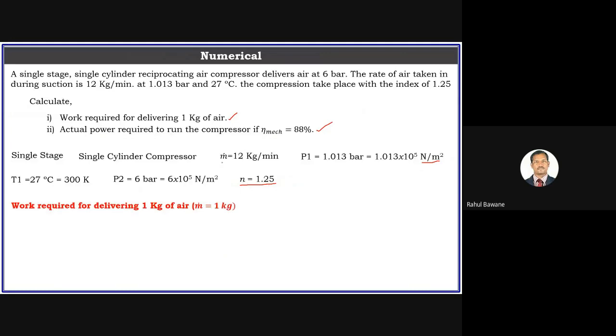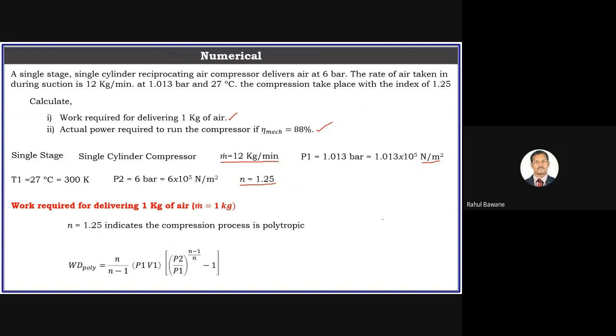Now the first question: the work required to deliver 1 kg of air. Remember, even though the actual mass flow rate is 12 kg per minute, the first part asks how much work is required for 1 kg. So here we will consider the mass as 1 kg.